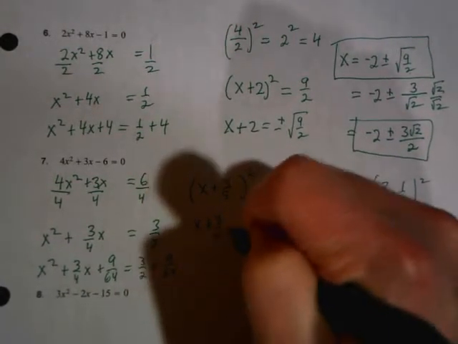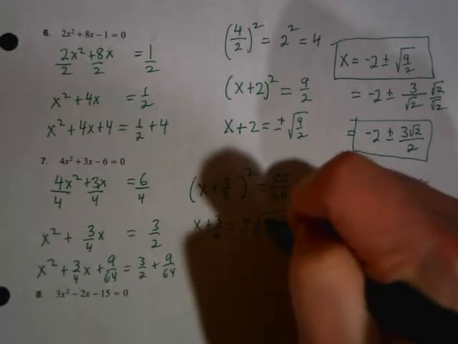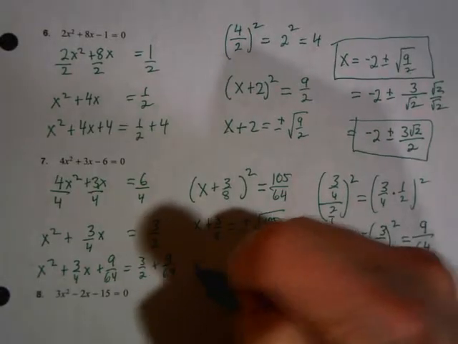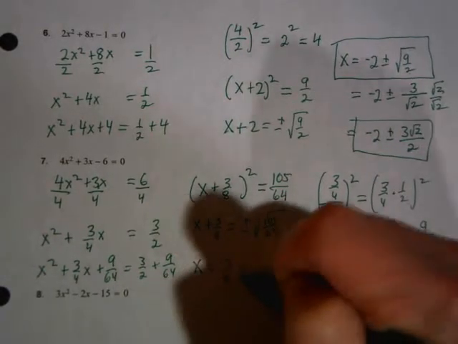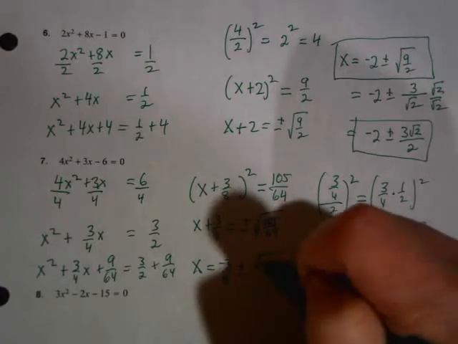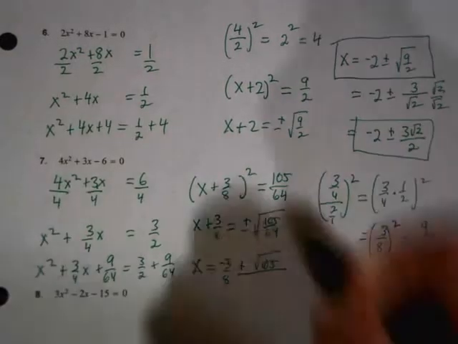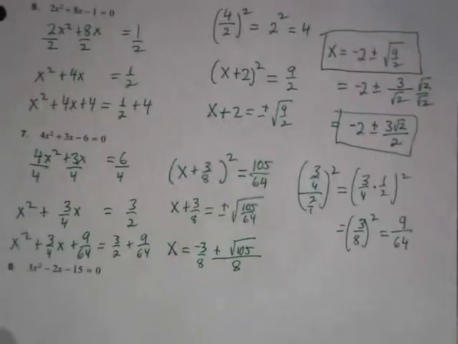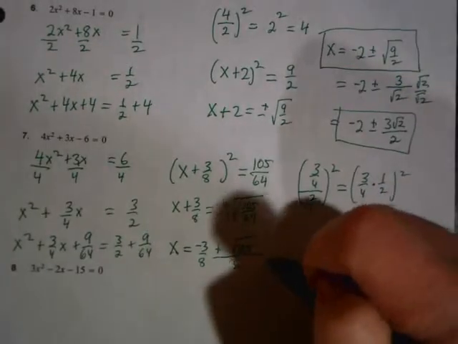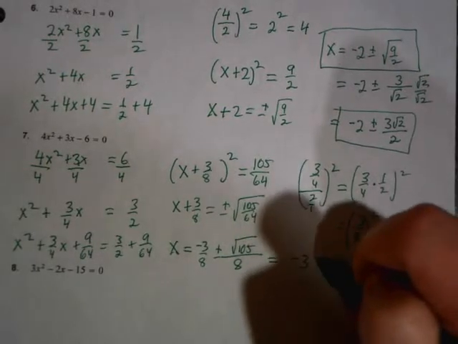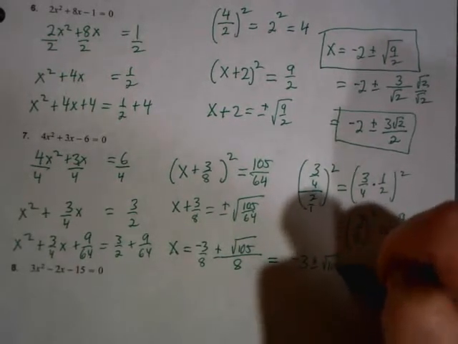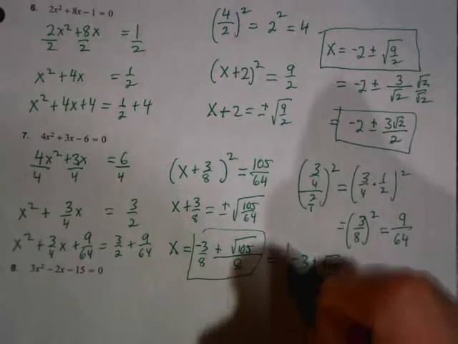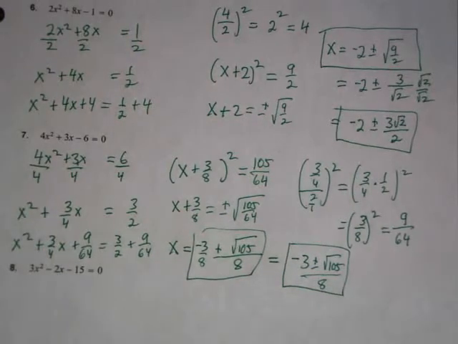Square root both sides. x plus 3/8 is plus or minus the square root of 105 over 64. So x is negative 3/8 plus or minus the square root of 105 divided by the square root of 64, which is a nice number, that's 8. And again, typically, since we have the same denominator, we write it as one thing, negative 3 plus or minus the square root of 105 over 8. But again, if you left it like this on a quiz or a test, it would be fine. And of course, that's a nice answer too.